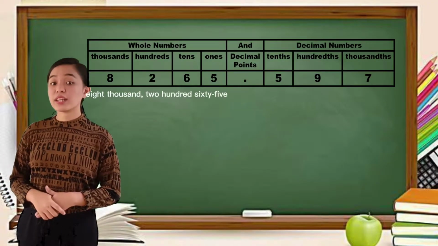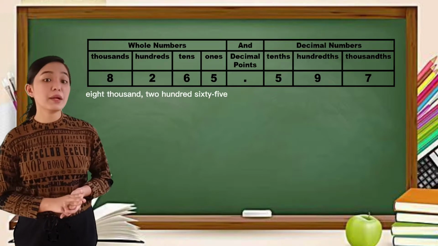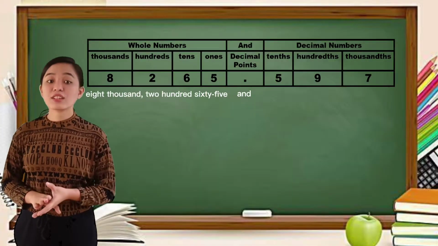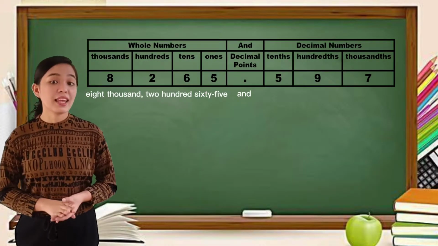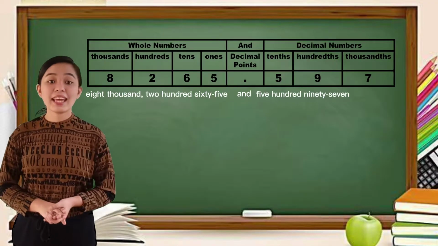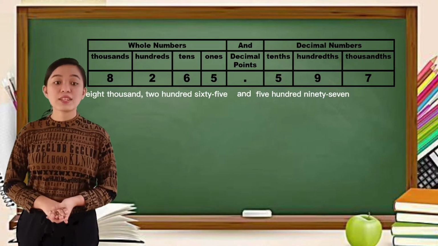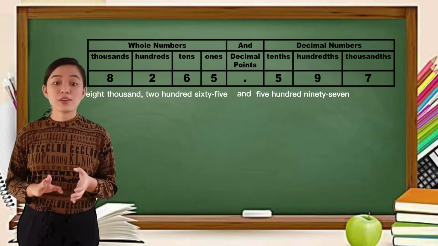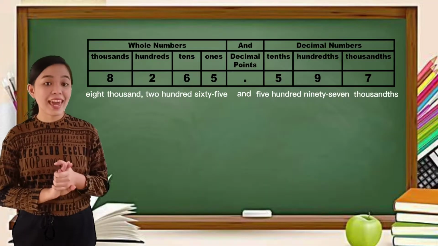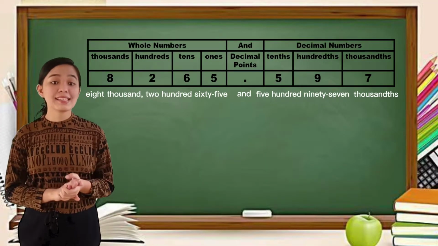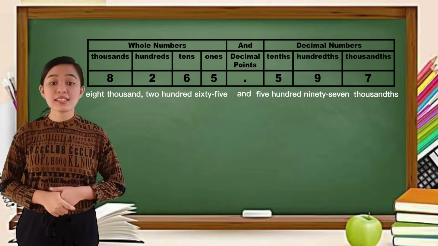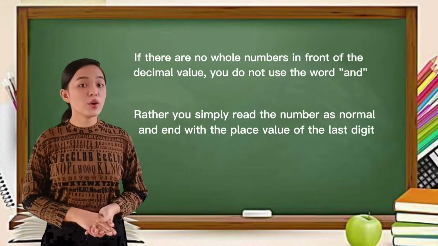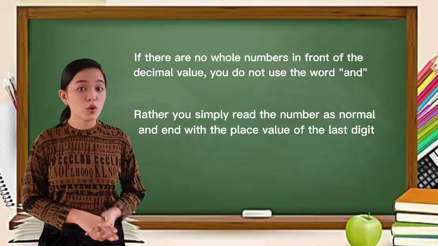So when reading or writing numbers like this, you simply read the whole number part as normal, like 8,265. While for the decimal number, use "and" to represent the decimal point, and then continue reading the number as normal, like 597, and end it with the last place value. So the last number is 7, and it is in the thousandths place. So we will put thousandths at the end. Therefore, it is read as 8,265 and 597 thousandths.